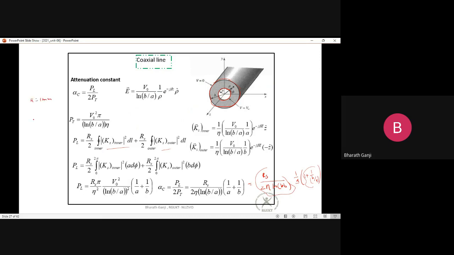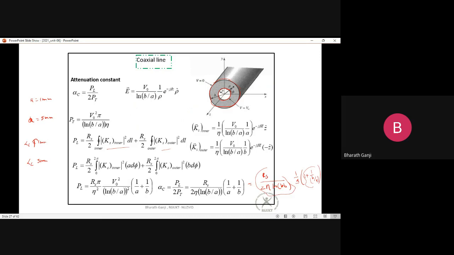and a is equal to 5 mm, in these two cases, for which will alpha c be higher? I can definitely say that alpha c for 1 mm is bigger compared to alpha c for 5 mm. So I can say the bigger the wire, the attenuation constant will be lesser. So this is good, right? So for good power handling capability and good attenuation constant, the wire should be bigger.